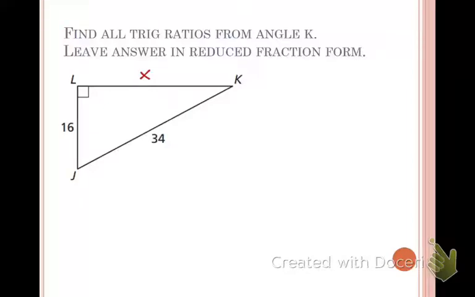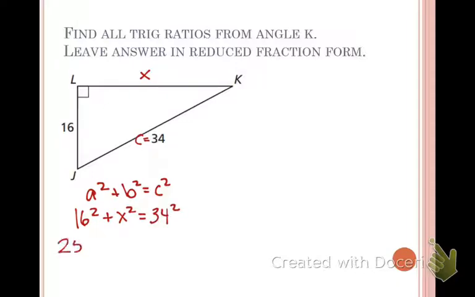We've got to find LK. So how do I find a missing side on a right triangle? Pythagorean theorem. We're going to do the quick way to do this. Which one of these is C? 34. So that means we'll have 16 squared, x squared, and 34 squared.